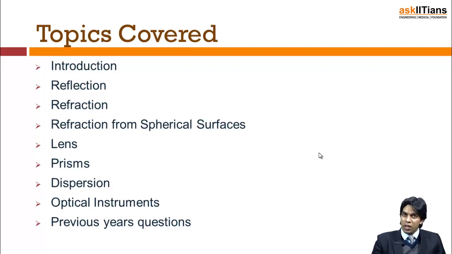We'll also study the telescope, where we can see a very far off object clearly. So I have the telescope, the microscope, and the periscope is another interesting instrument. Those things will be covered in optical instruments. Then to wrap up the whole chapter, we will pick up some questions from previous years' competitive exams. So let's start off, shall we?